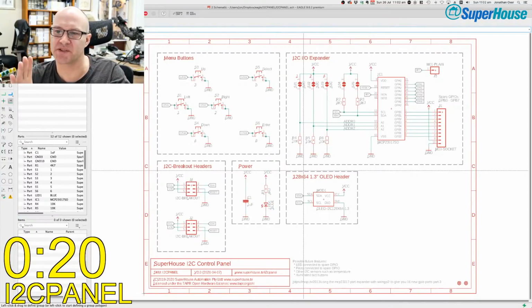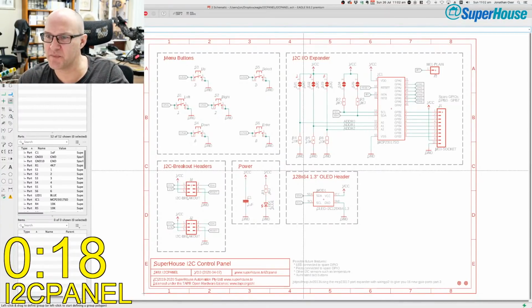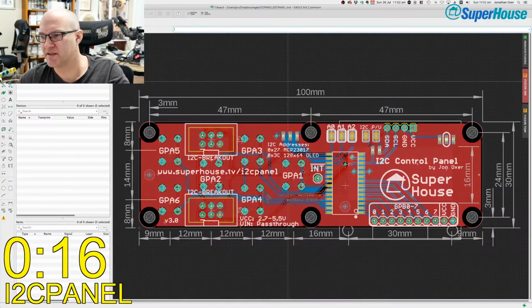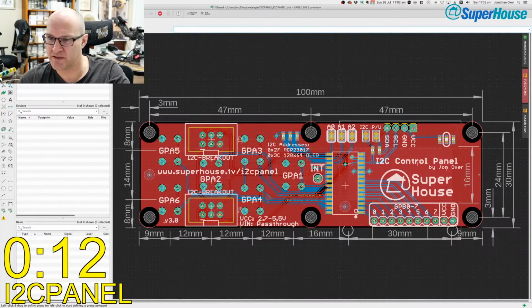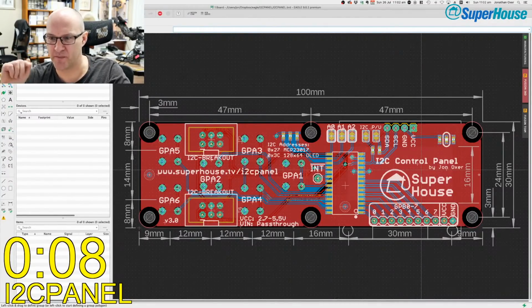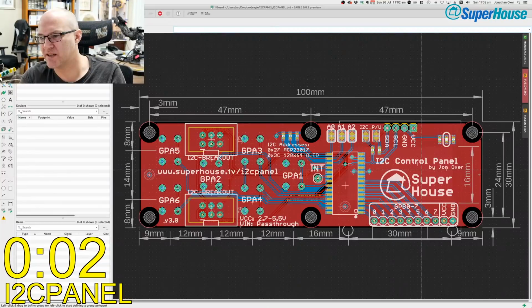This is the total schematic. This PCB is designed to mount vertically just behind the front panel, the control panel, and it provides the display and the input buttons, so menu buttons, but it then plugs into a Raspberry Pi or an Arduino or something else that is mounted inside the enclosure, and that's what's actually doing the logic.